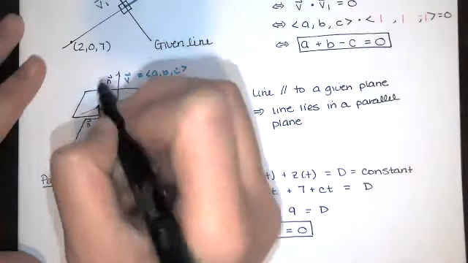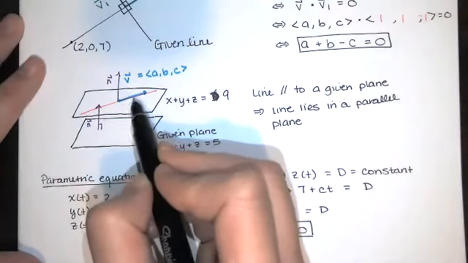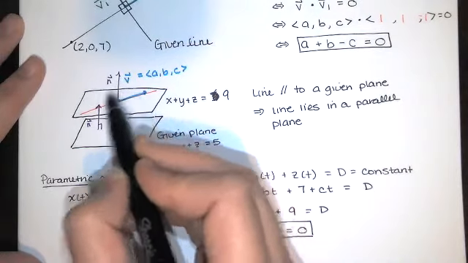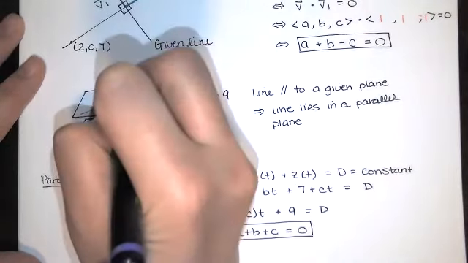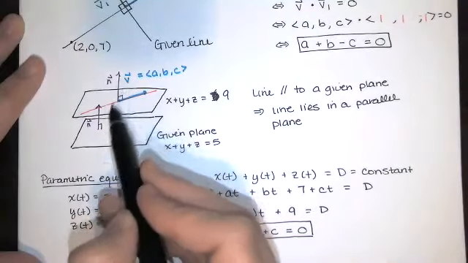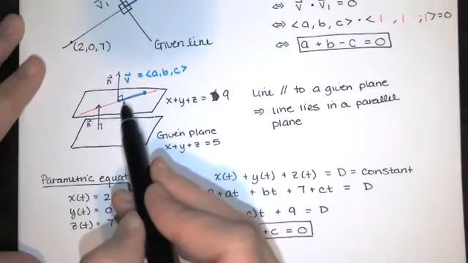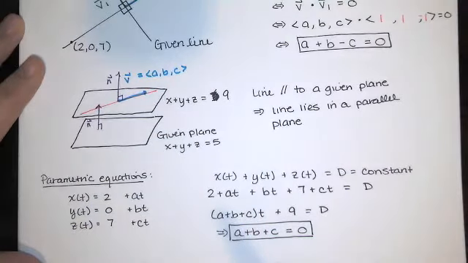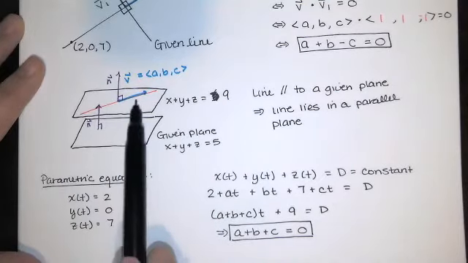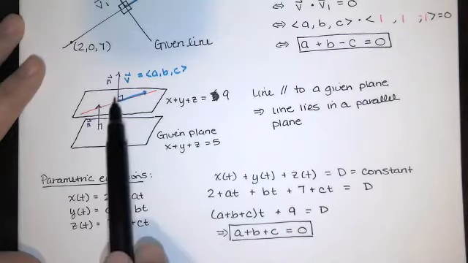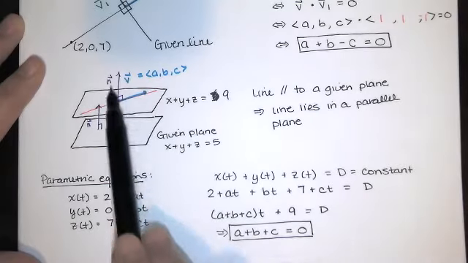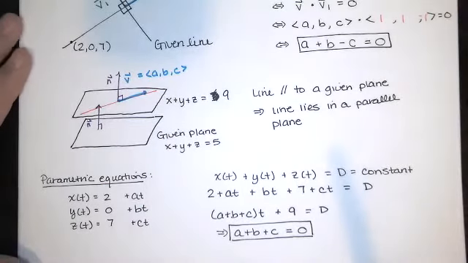And if this vector is normal to the entire plane, well, then it has to be orthogonal to every vector in this plane. So the normal vector of the plane and the direction vector of the line have to be perpendicular to each other. Does that make sense? If this line lies in a parallel plane, in order to lie in that plane, the direction vector of the line and the normal vector of the plane have to be perpendicular.